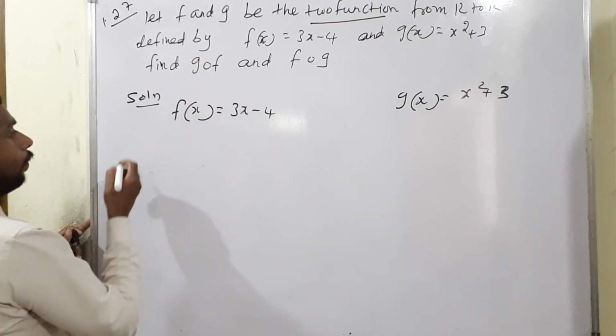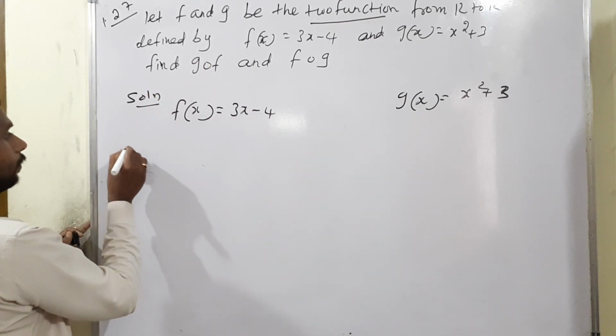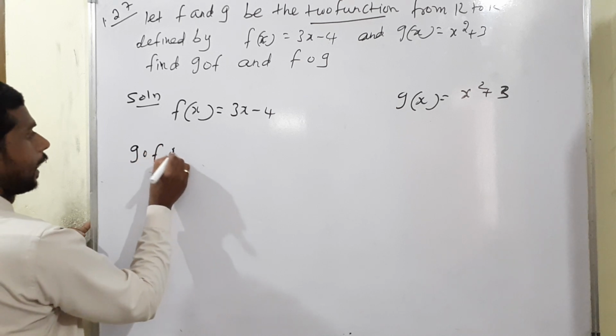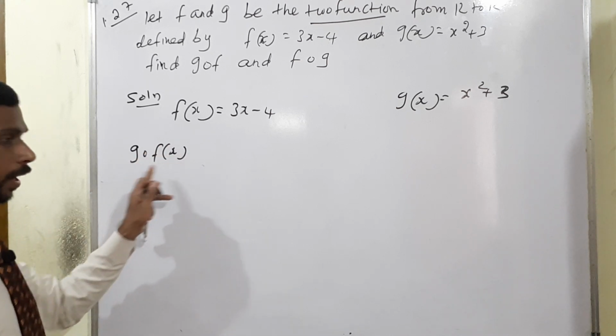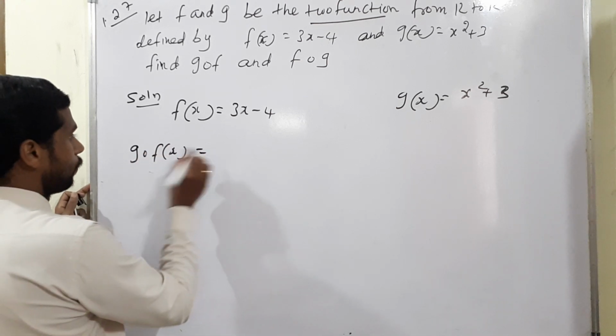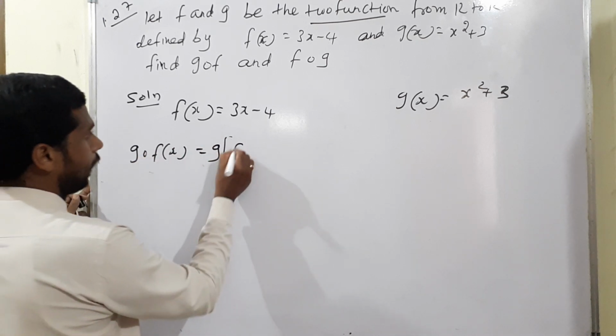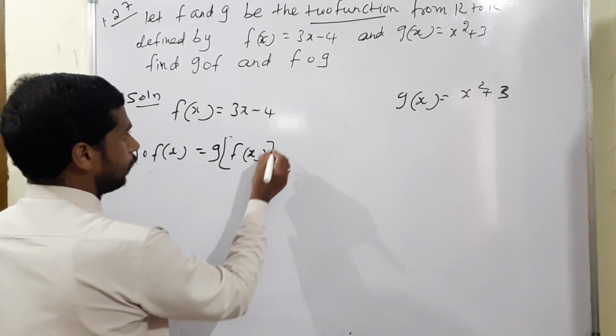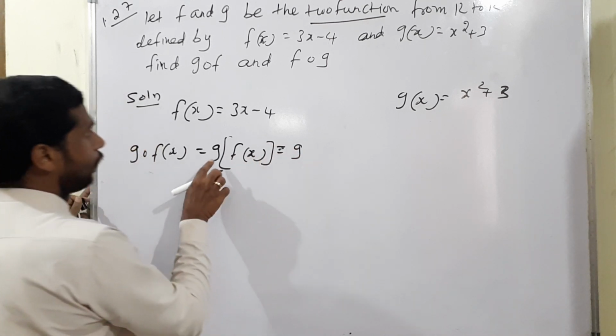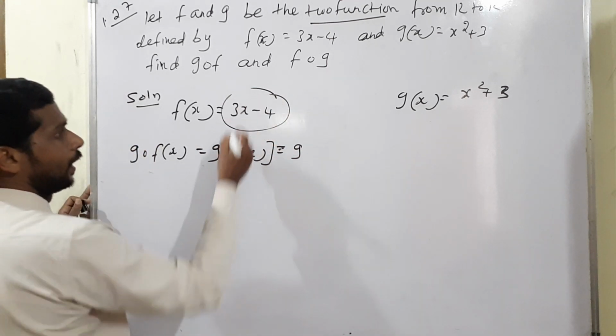Okay, first I am going to find g dot f. So, just add it on x. Okay, g of f of x. This is how to rearrange. The dot is converted to a bracket. Again, f of x. Now g of f of x is equal to g of 3x minus 4.